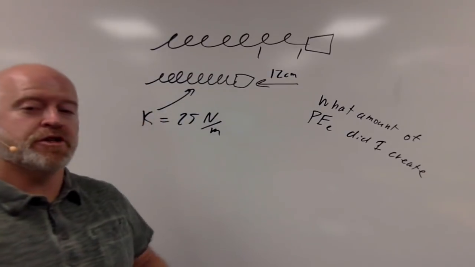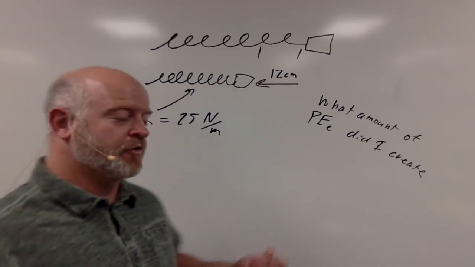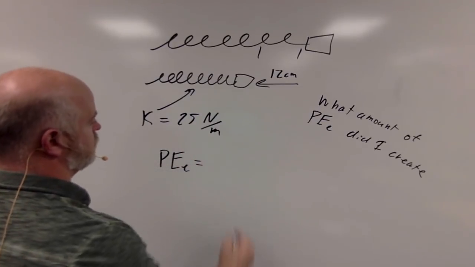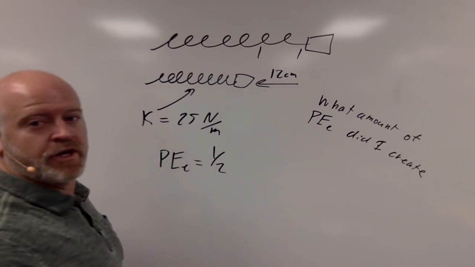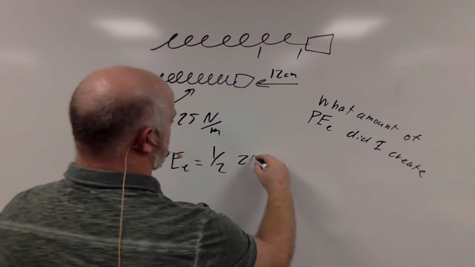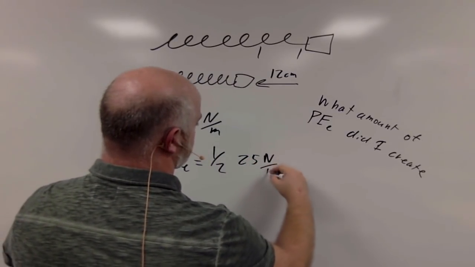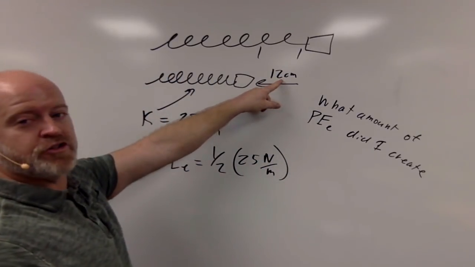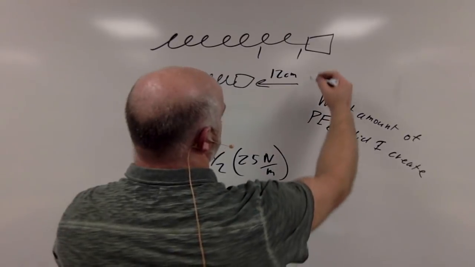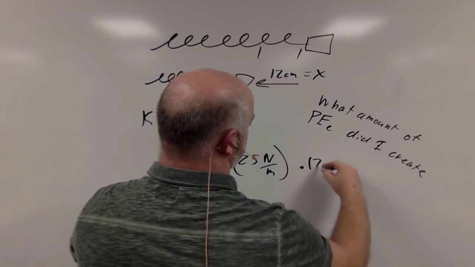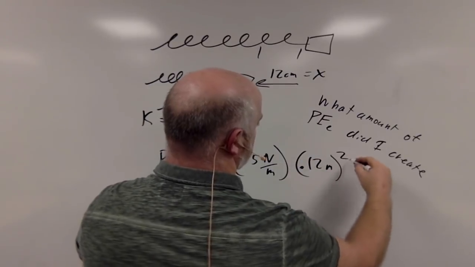Okay? So how much elastic potential energy did I create? Well, let's start our equation up. So our elastic potential energy is equal to 1/2 K, and K is our spring constant, so it would be 25 newtons per meter, times how far we stretch it squared. So this would be our X. So it's 12 centimeters or 0.12 meters squared.